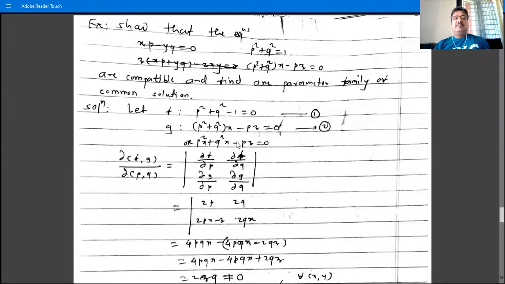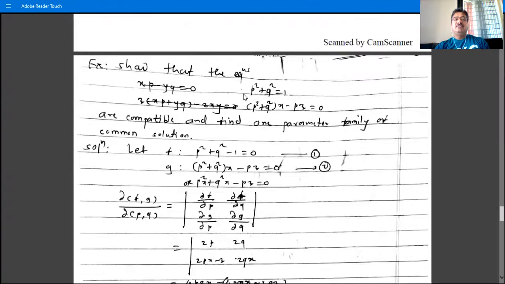Example on compatible system. Show that the equations p² + q² = 1 and p²x + q²x − pz = 0 are compatible, and find a one-parameter family of common solutions. That is, if these two are compatible, then they have a common solution, and we have to find the common solution of these two equations.